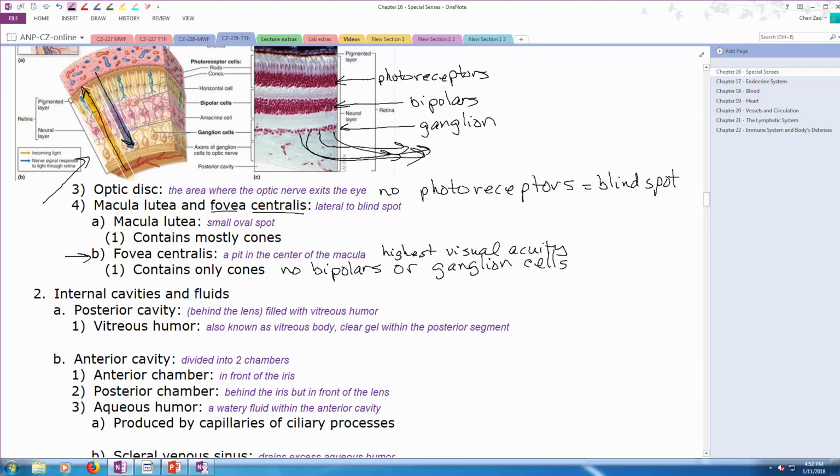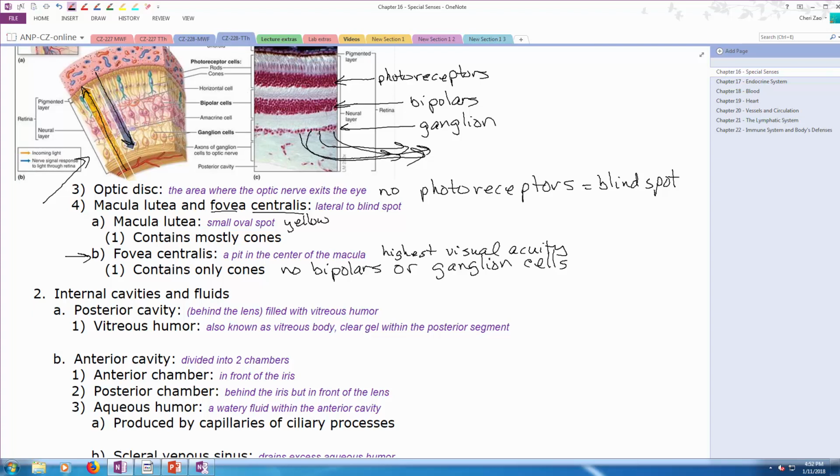And it makes sense too, because it's literally straight back of straight back. It's like the bullseye on a target. That's our fovea centralis. The target itself is the macula lutea per se. Macula lutea, small oval spot, yellow, in a living subject. You cannot appreciate that in somebody that's passed away or a preserved eye. And it contains mostly cones. You notice that? Mostly cones. So is it all cones? No, it is mostly cones.